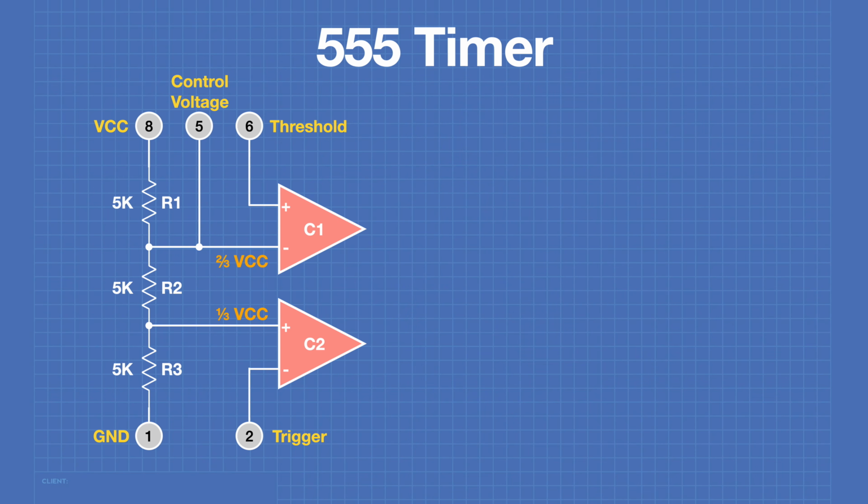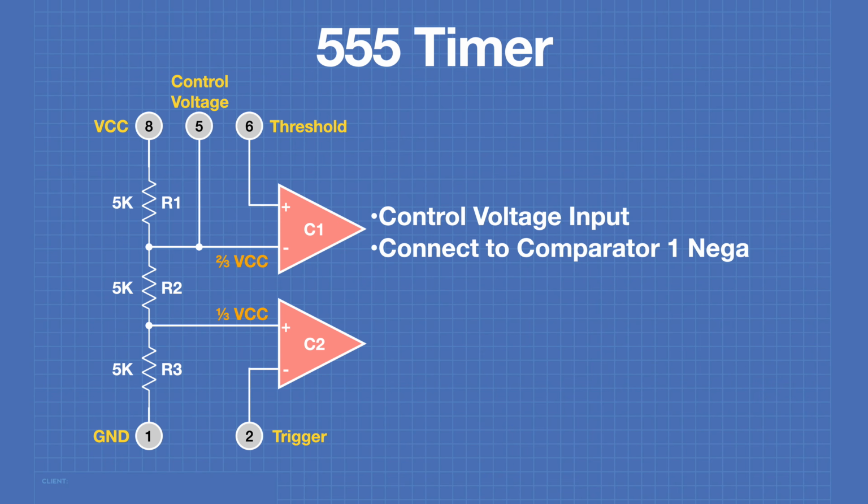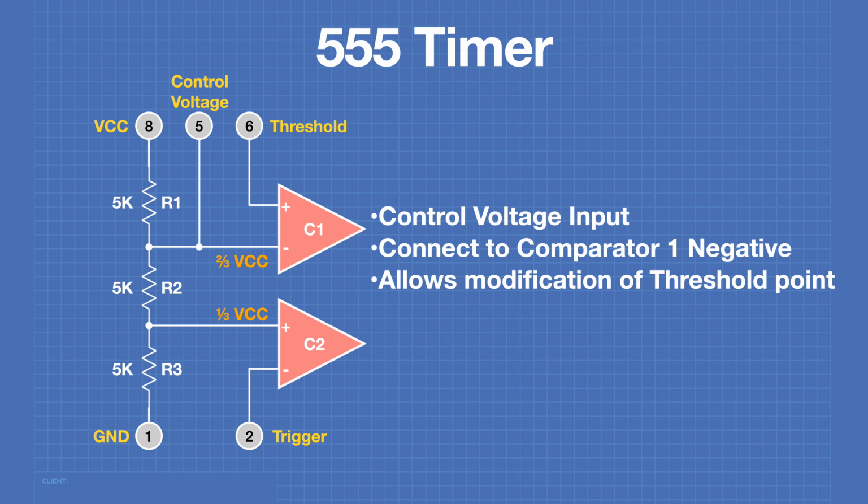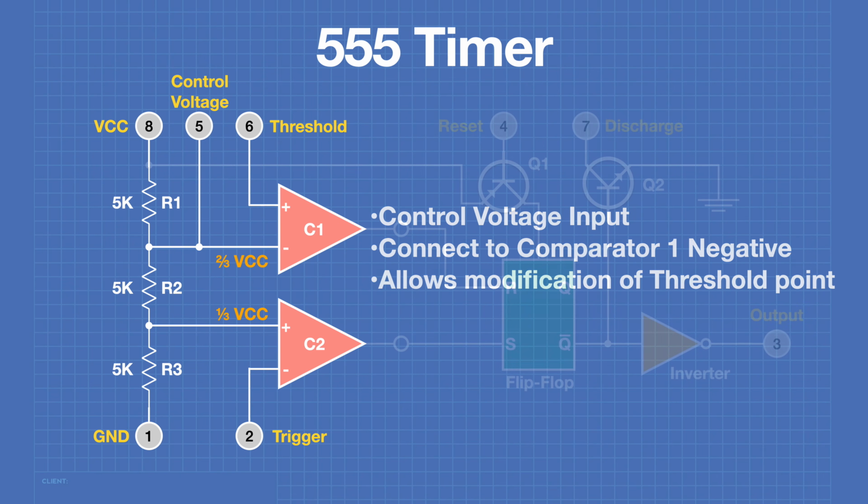Now let's take another look at the input. The control voltage input on pin 5 is connected to the comparator 1's negative input. This allows modification of the threshold point, so it doesn't always have to be at 2/3 of VCC.